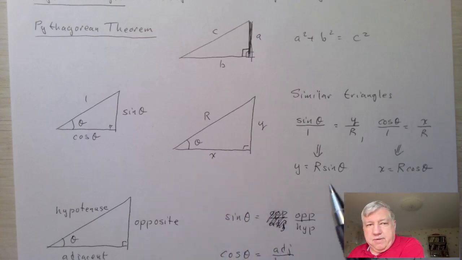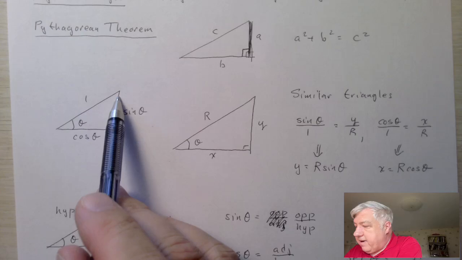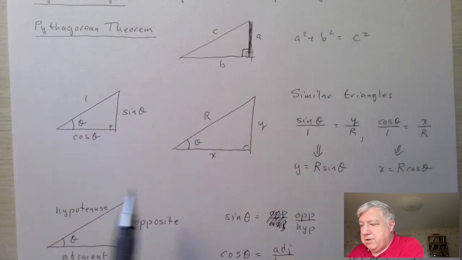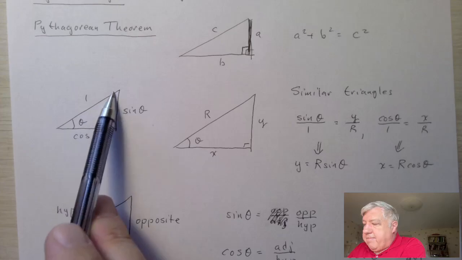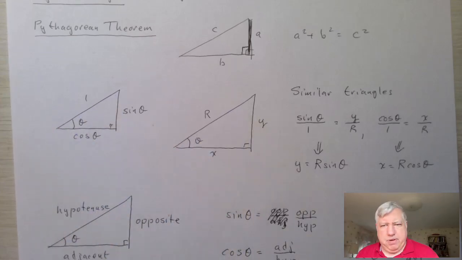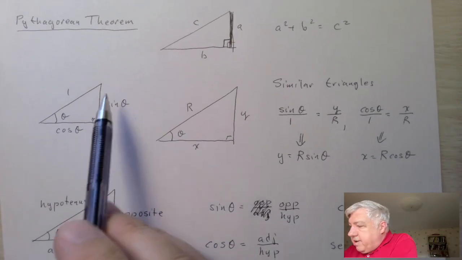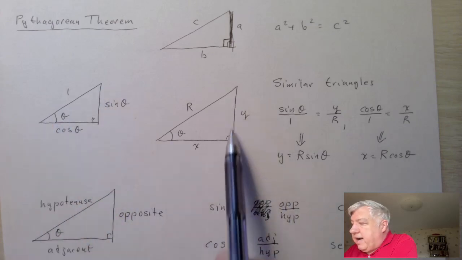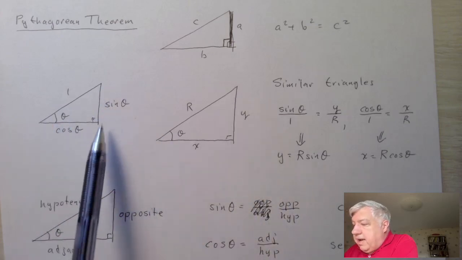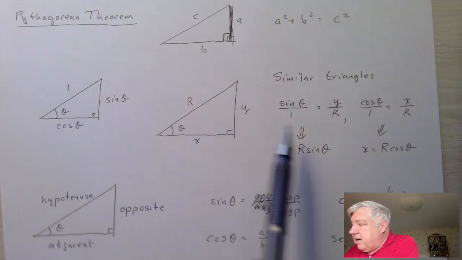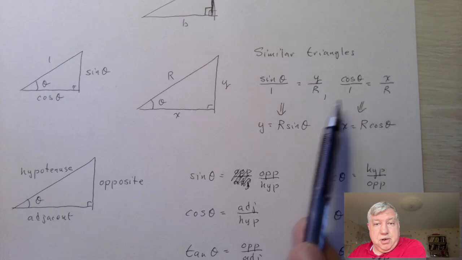Or another way you can think of that is that this side divided by the hypotenuse must be equal to this side divided by the hypotenuse. Or this side divided by the hypotenuse must equal this side divided by the hypotenuse. That's what we mean by similar triangles. So in particular, we get sine of theta divided by 1 must equal y divided by r, and the cosine of theta divided by 1 must equal x divided by r. And that's how we get these two equations here.